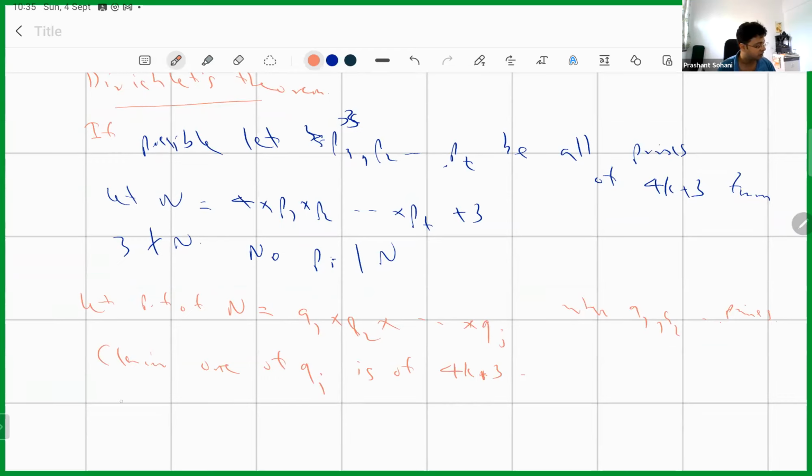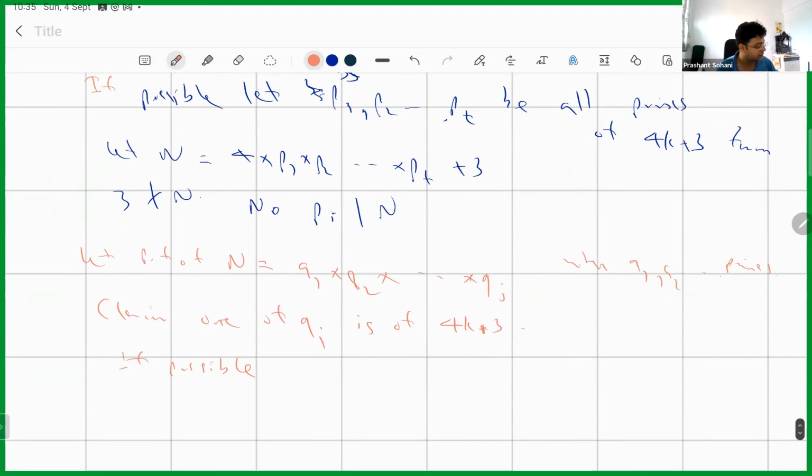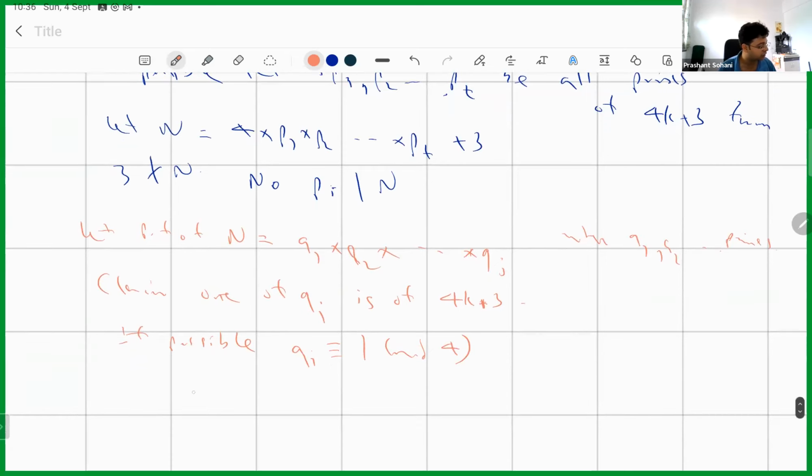Because if not, we can go by contradiction. If possible, let that not be true. So let all qi be of the type 4k plus 1, or in other words, congruent to 1 modulo 4. Then the product of all the qi, so q1 times q2 up to qs, will also be 1 mod 4. Whereas clearly n is 3 mod 4, because it has remainder 3.